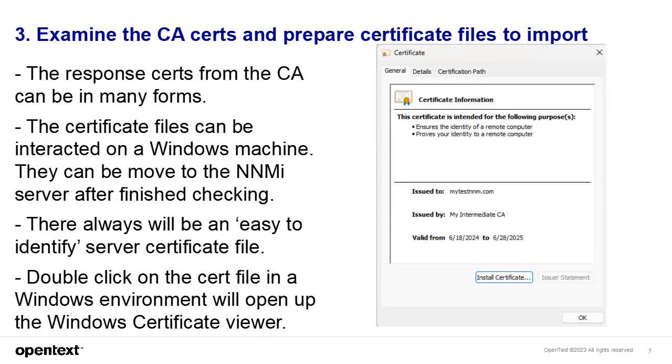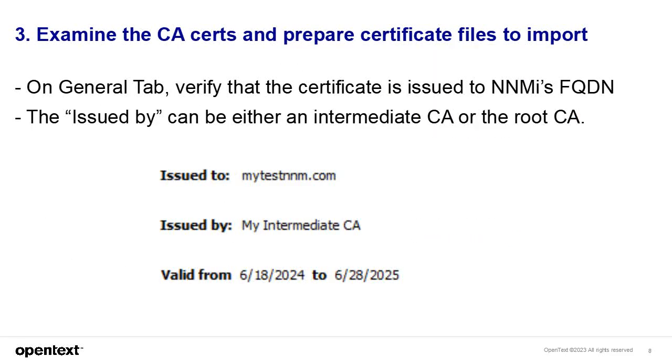3. The response certs from the CA can be in many forms. The certificate files can be inspected on a Windows machine. They can be moved to the NNMi server after finishing checking. There will always be an easy-to-identify server certificate file. It should have the same name as NNMi's FQDN. Double-clicking on the cert file in a Windows environment will open up the Windows Certificate Viewer. On the General tab, verify that the certificate is issued to NNMi's FQDN. The issuer can be either an intermediate CA or the root CA.